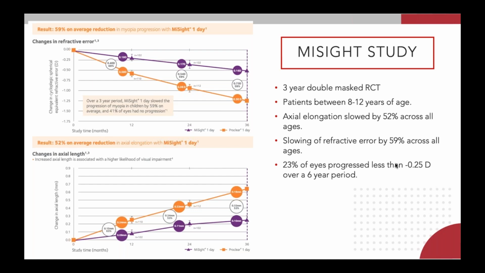These graphs are the 3-year data. They've since released 6-year data. I don't have the graphs up, but one of the really impressive statistics was that 23% of the eyes progressed less than a quarter diopter over 6 years. So really impressive data coming out of that MySight study. So I've got a video I'm going to show here.